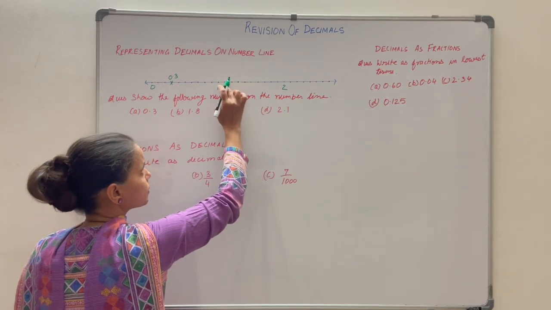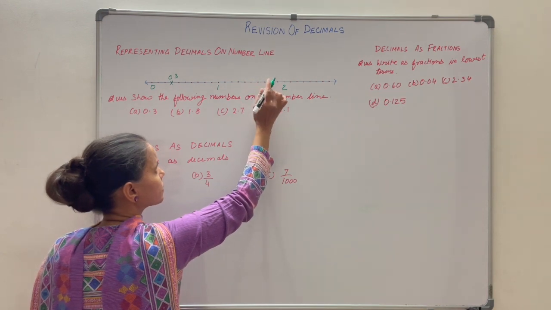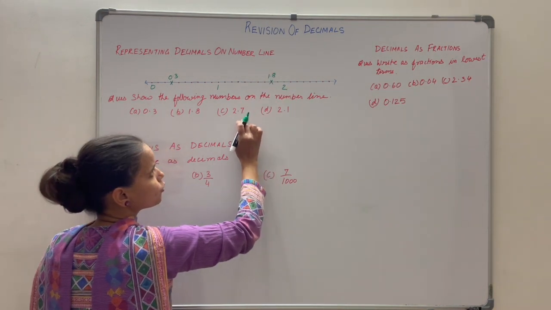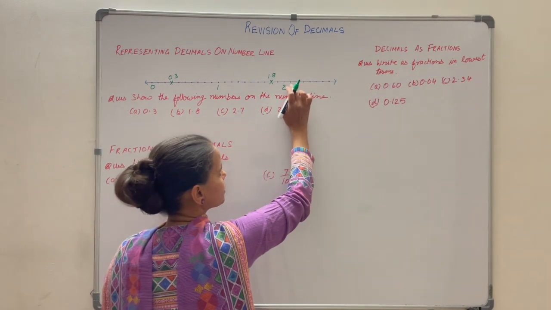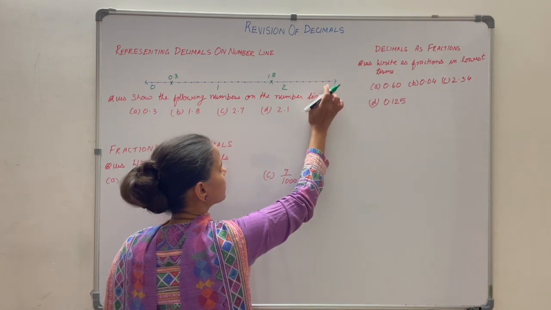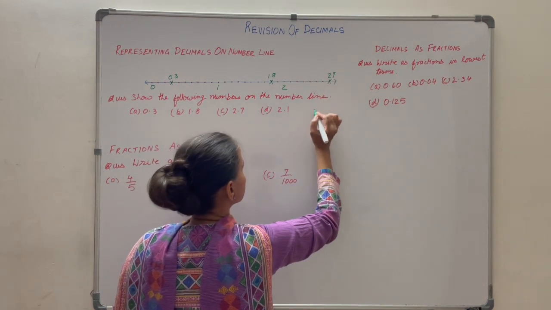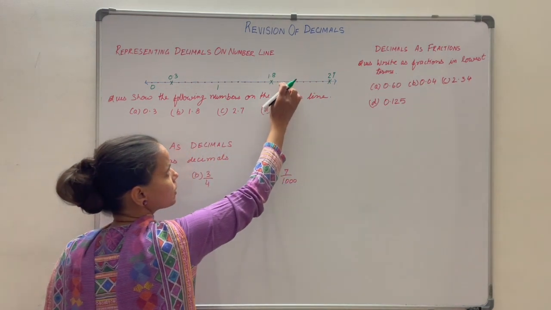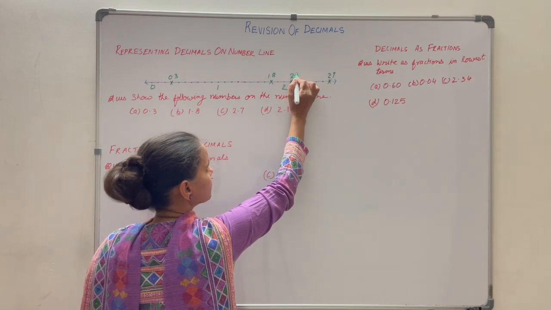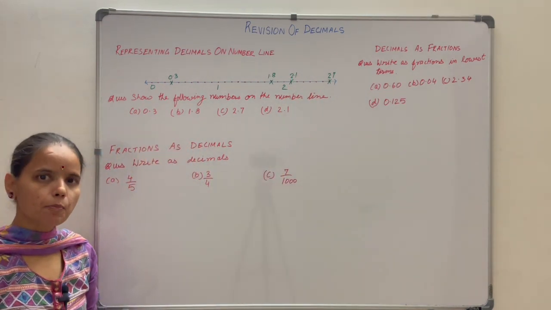1.8. 1 is here. 0.8 will be 8 units away from this. 1, 2, 3, 4, 5, 6, 7, 8. So this is 1.8. Now 2.7. This is 2.1, 2.2, 2.3, 2.4, 2.5, 2.6, 2.7. So this is your 2.7. This is 2, this is 2.1. So this is how we represent the decimals on the number line.